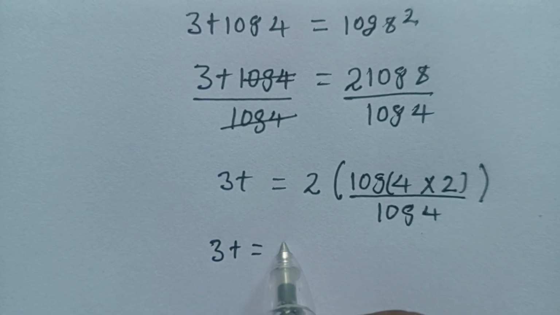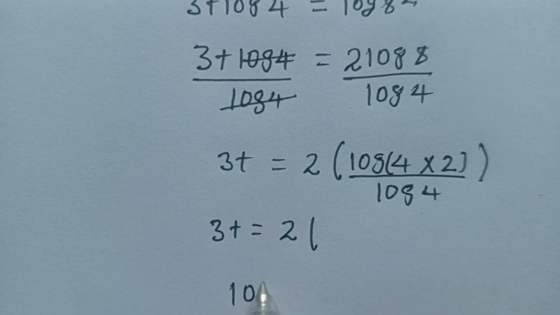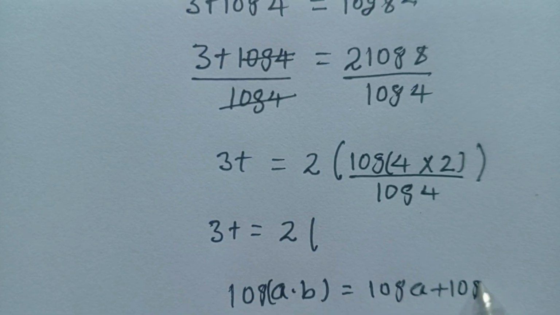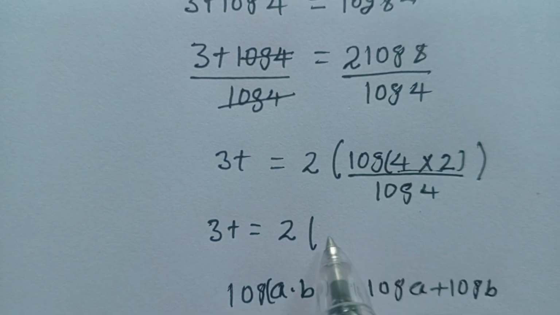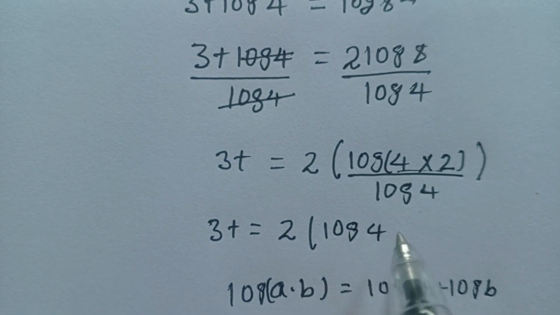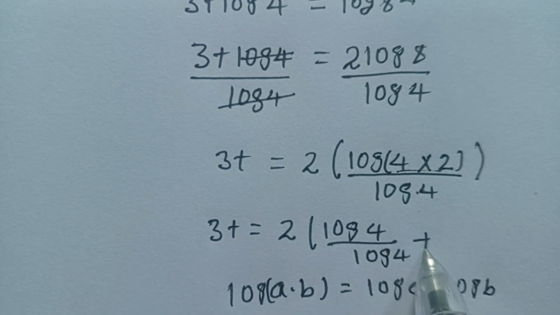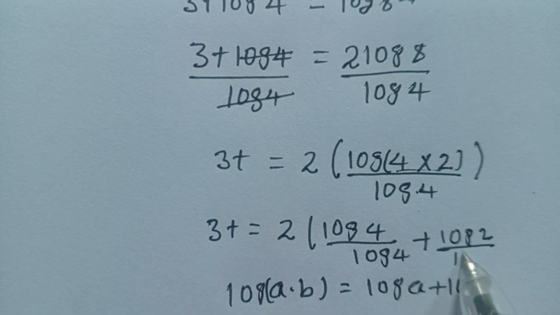3t equals 2 into log a p equals log a plus log p. Then log 4 over log 4 plus log 2 over log 4.